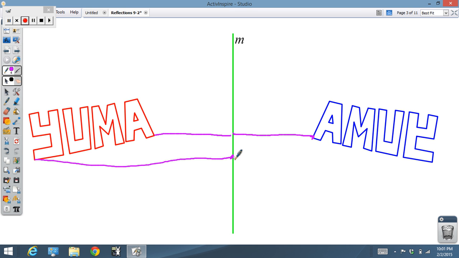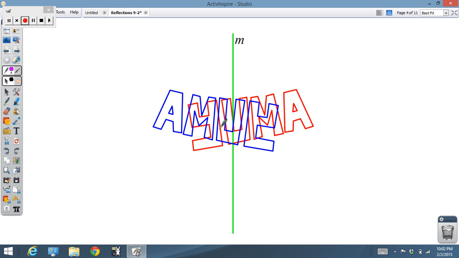If I could draw straight lines, this would really be impressive. But I think you guys get the point. Perpendicular bisector of any line connecting a point with its corresponding point on the new image. All right, that's a reflection. You will see that a reflection could theoretically go straight through an object. All right, so I've got my preimage Yuma in red, reflected it over line M, and the same thing is still going to hold true.